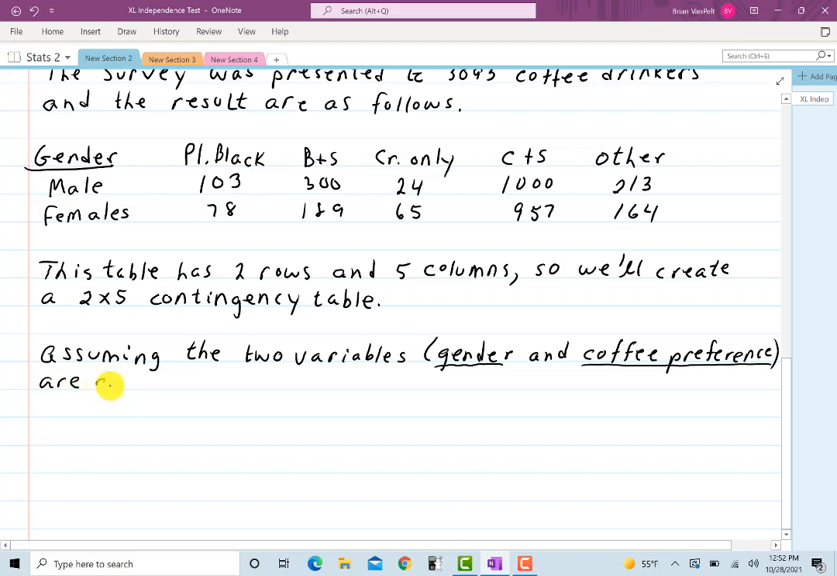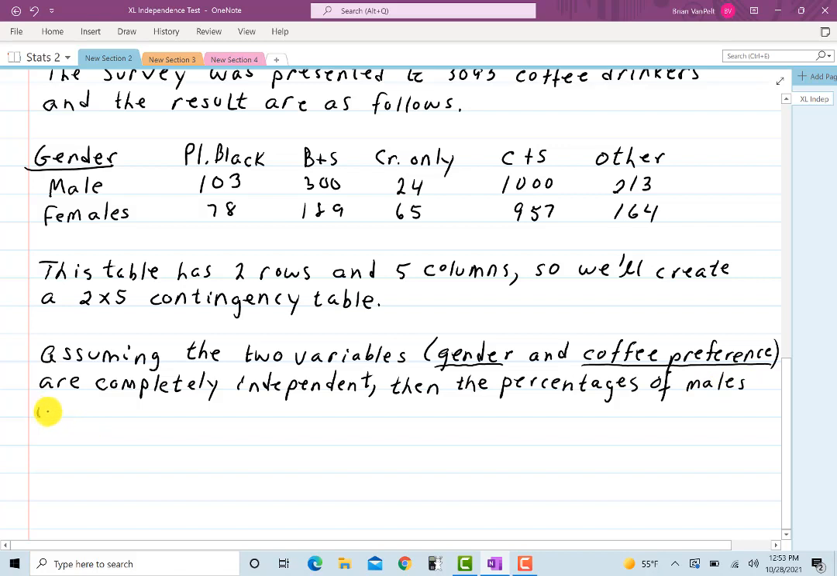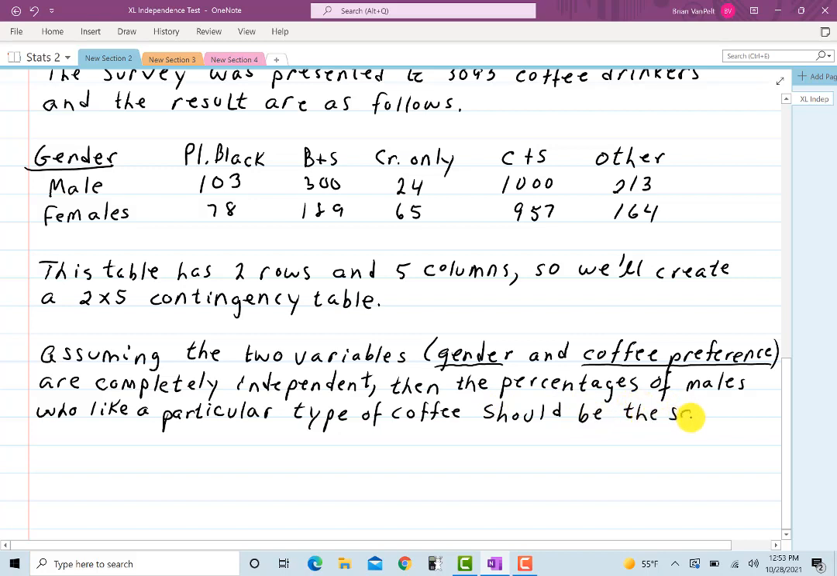So if we make the assumption that the 2 variables are completely independent, then the percentages of males who like a particular type of coffee should be the same for females. Let me put it in words a little better.